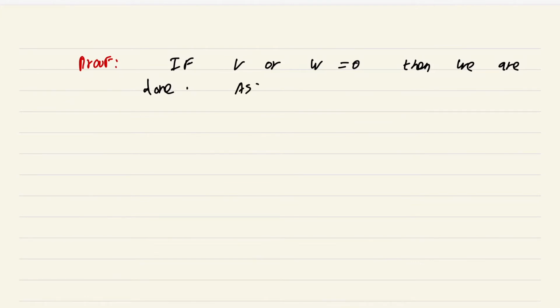Proof. If V or W is 0, then we are done. By the previous exercise, it's rather trivial to see that the inner product of V with W will be 0, which will obviously be less than or equal to norm V times norm W in this scenario. Now assume neither V nor W is 0.